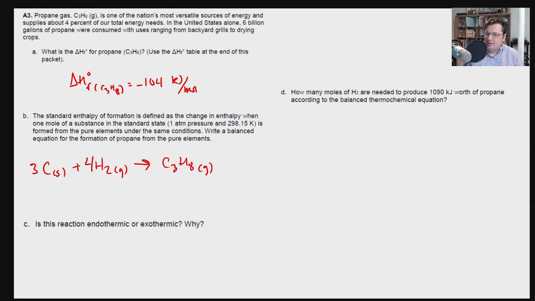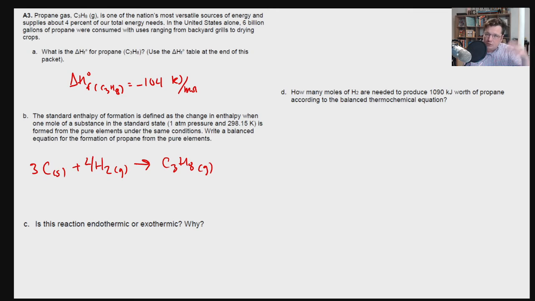Now looking at part C, it says, is this reaction endothermic or exothermic? Why? It's exothermic because we can see that the delta H of formation is negative, so it's giving off heat. The reason is that you end up forming a lot more bonds than you originally had. There are a lot more bonds in C3H8 compared to graphite or H2.